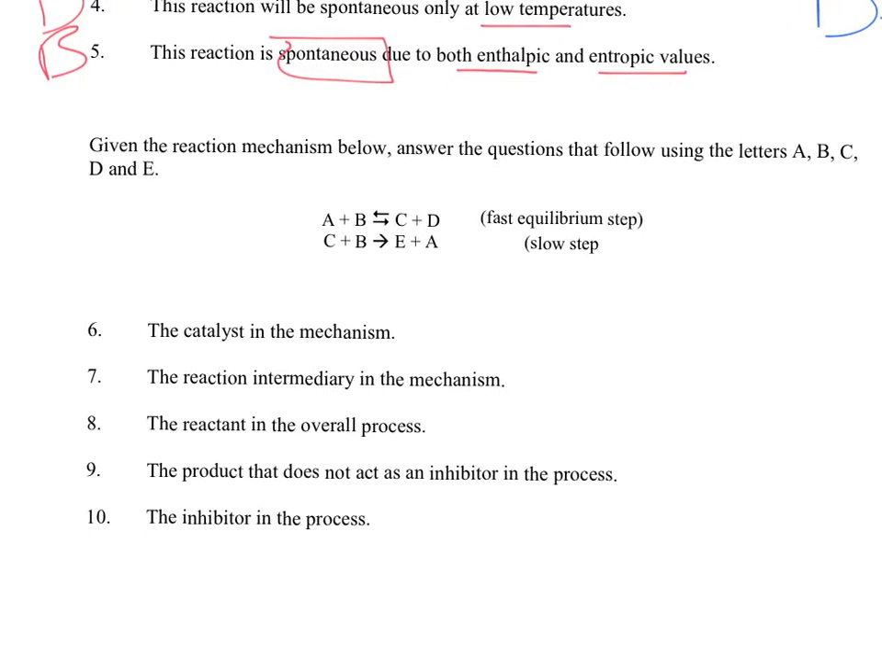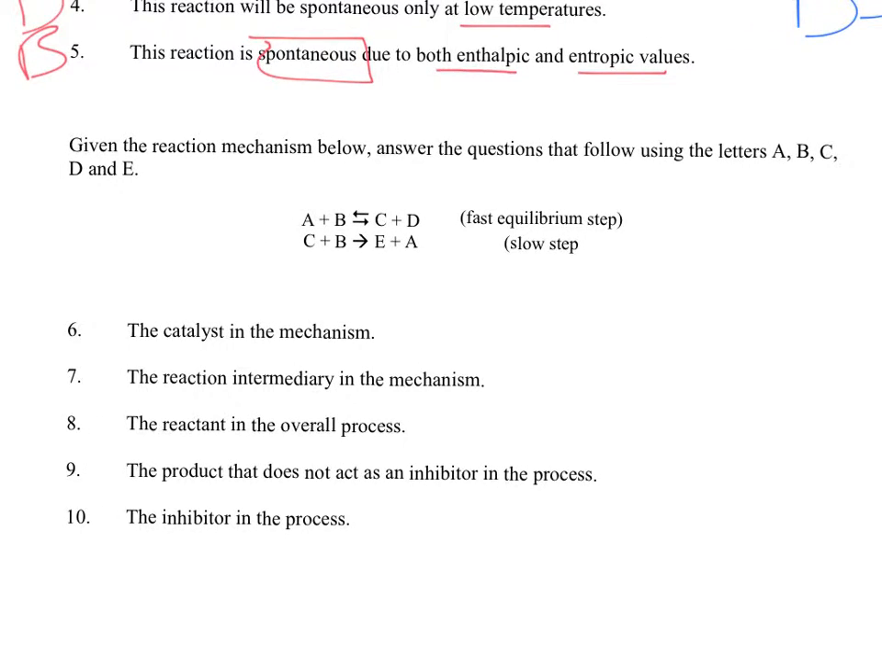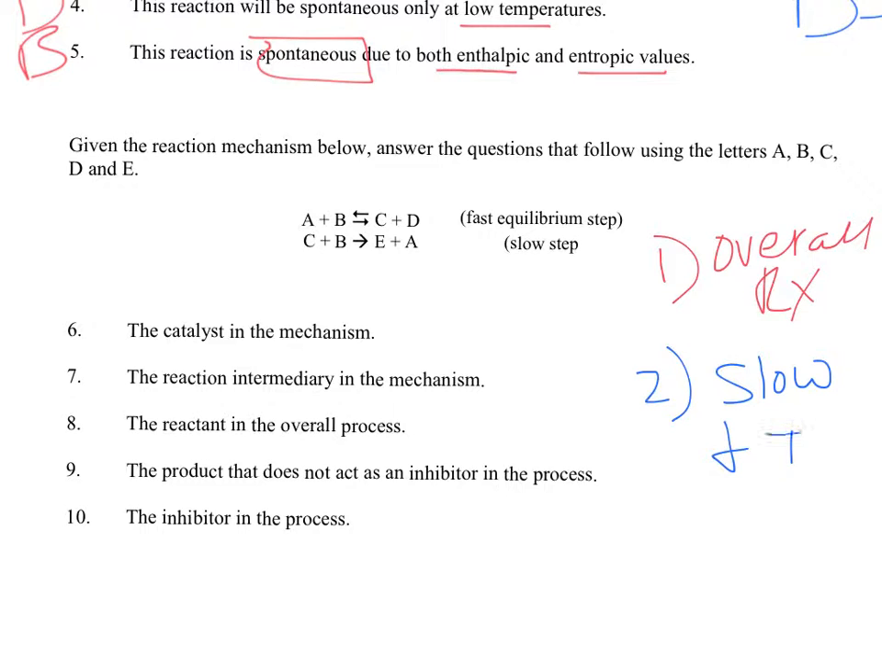All right. In the reaction mechanism below, first of all, remember there's two things. Number one, it's the overall reaction. And number two, it's the slow step. Do you agree? So if I did the overall reaction, what would it be?